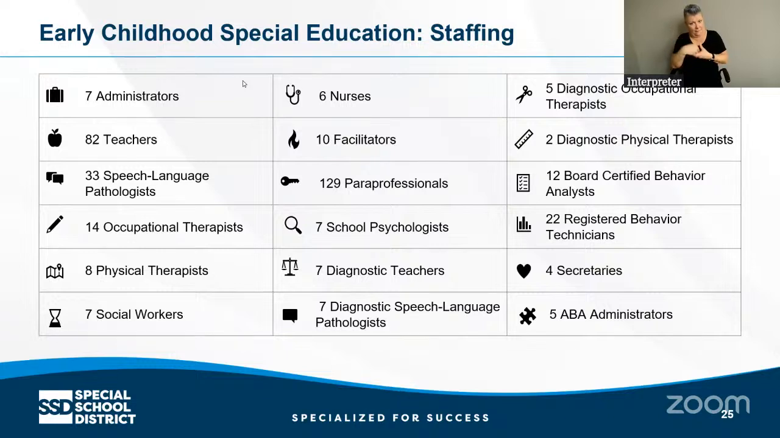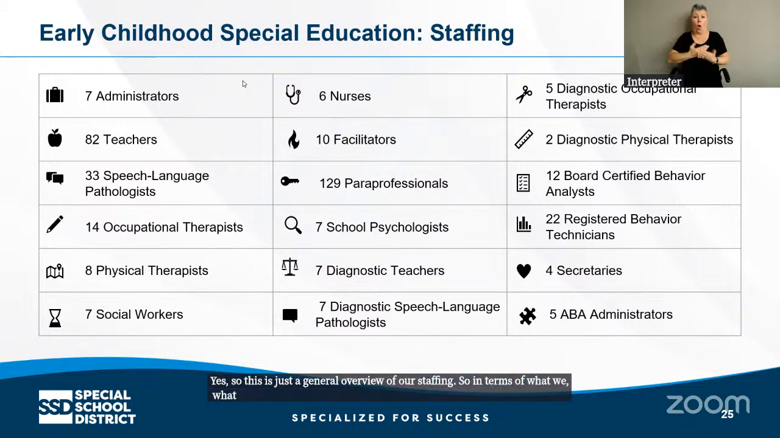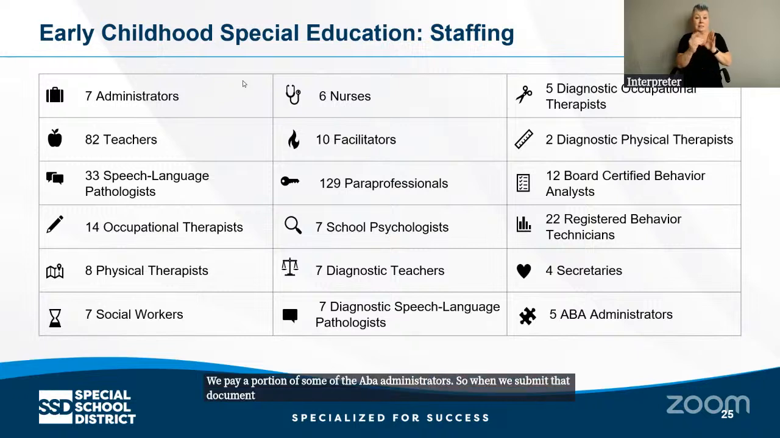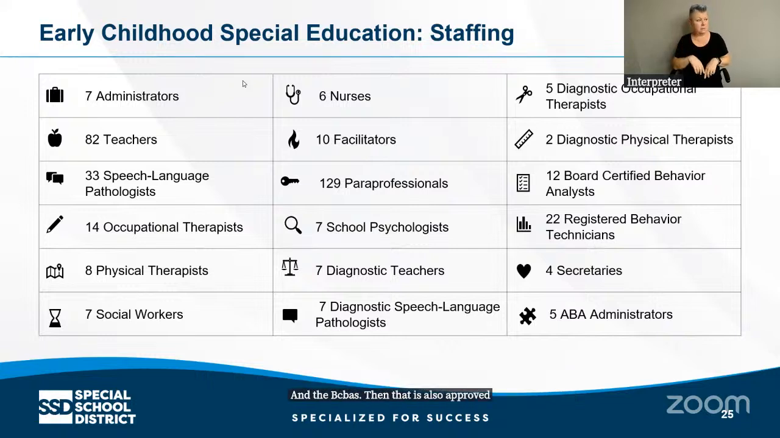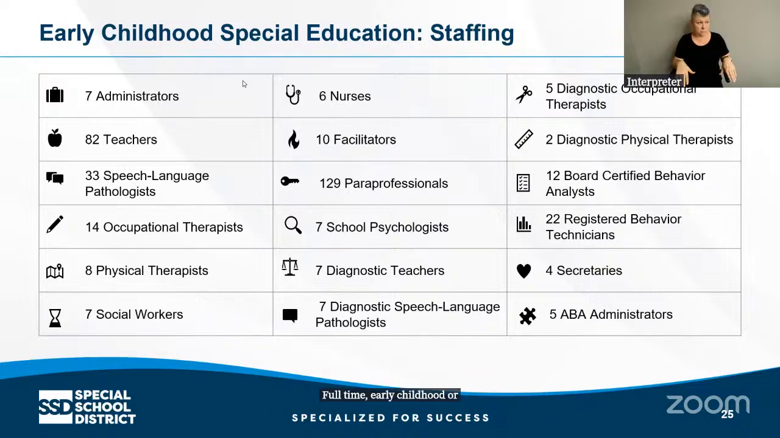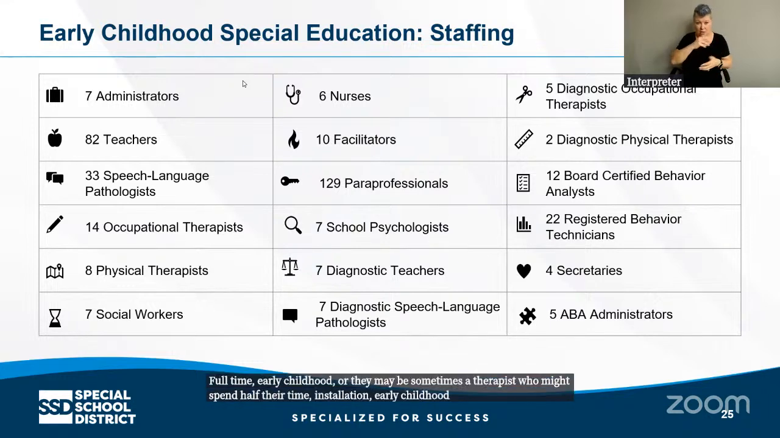So this is just a general overview of our staffing. What we have position-wise is every position that is assigned to early childhood, and in addition, we pay a portion of some of the ABA administrators. When we submit that documentation, we look at how many early childhood students are supported by the RBTs and the BCBAs, and that is also accrued there. Every other position here is someone who is full-time early childhood, or sometimes a therapist who might spend half their time in school age and early childhood, so we will include them as well.